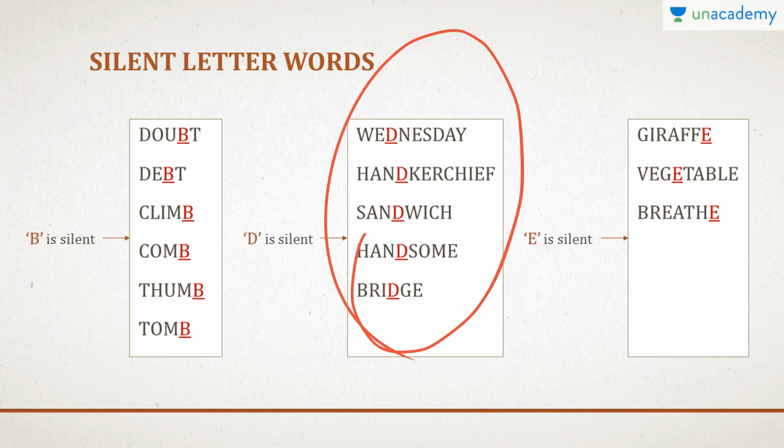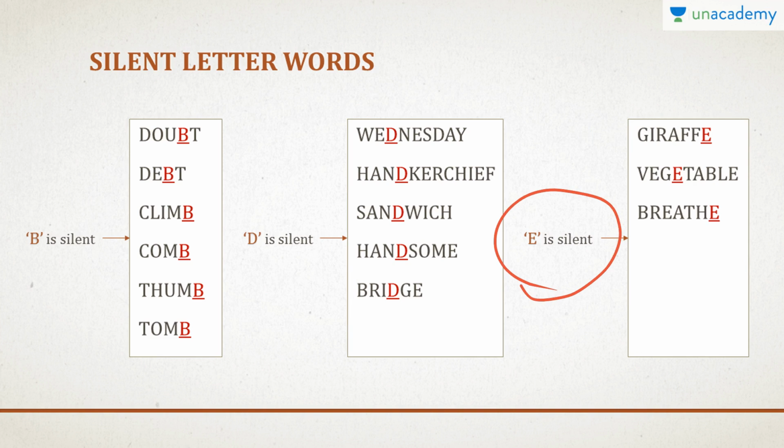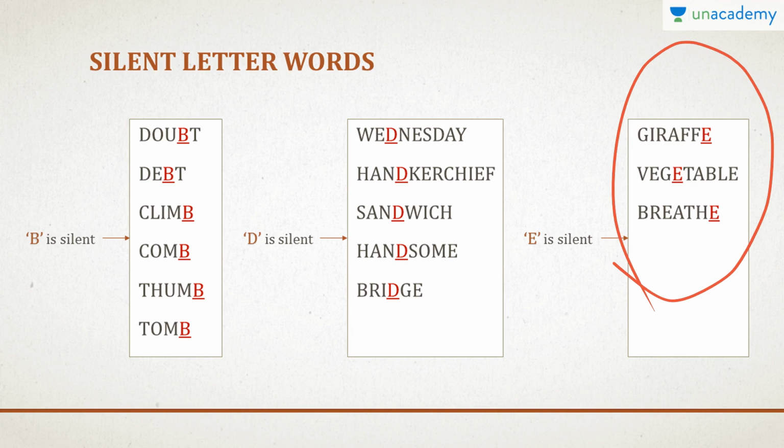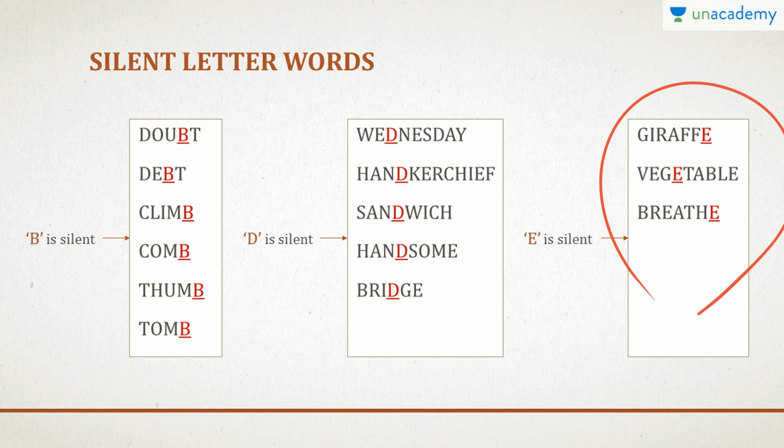Okay? Let's move on to the words where E is silent. Giraffe, vegetable, breathe. In the first word, you can pronounce it in two ways. Usually the Americans say it one way, and the British people say it the other way. So suit yourselves, whatever way you like it, you can pronounce it that way. And vegetable is not pronounced with the extra E sound. Okay, but don't leave out the E when you're writing. Keep it in mind. And the final one is breathe.